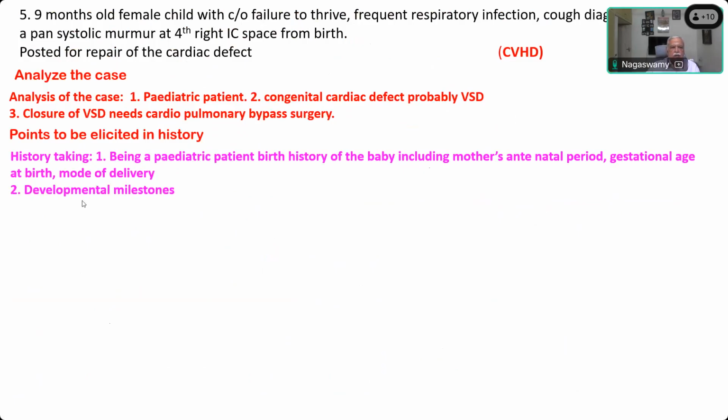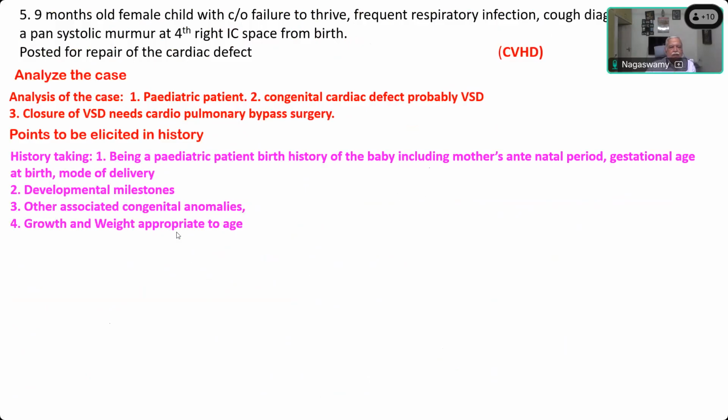Then developmental milestones, because now the child is 9 months old, whether the milestone development was normal. Any other associated congenital anomalies? What are the other congenital anomalies normally a VSD child can have? Cleft lip, cleft palate, sir. Cleft lip, very, very good.